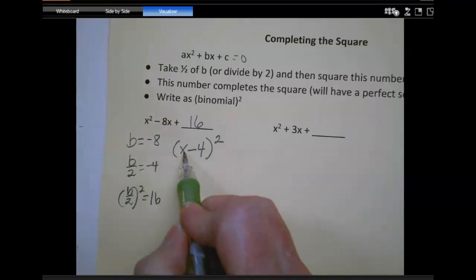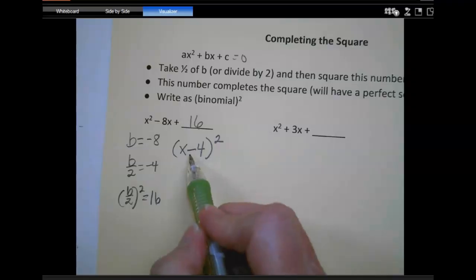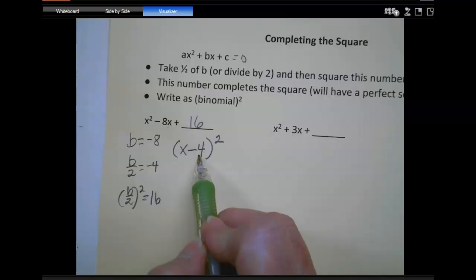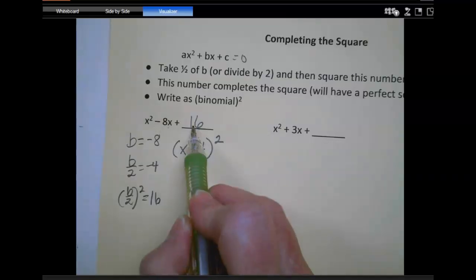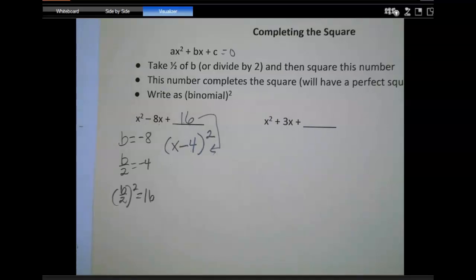So what's x times x? What's -4x times 2? -8x. And what's -4 times -4? So all I've done is rewrite this as a perfect square. That's all I did.